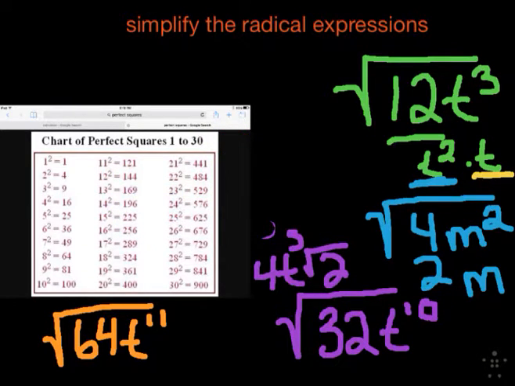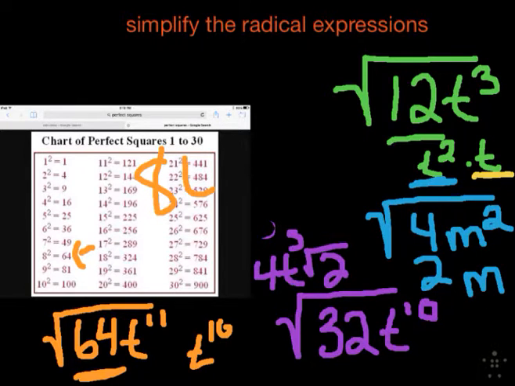Alright, let's go ahead and try this orange problem together. We're going to first try to find the perfect square of 64. And we see that that is already on our chart. That is the same as 8. And then we have t to the 11th here. We want to find the smaller even number of that, and that will be t to the 10th. So then we have half t to the 10th with this t to the 5th left. But we still have one t left over, so we have to keep that underneath the radical.